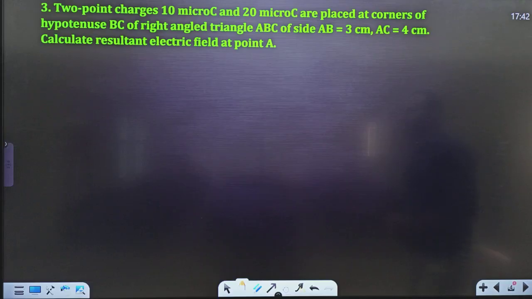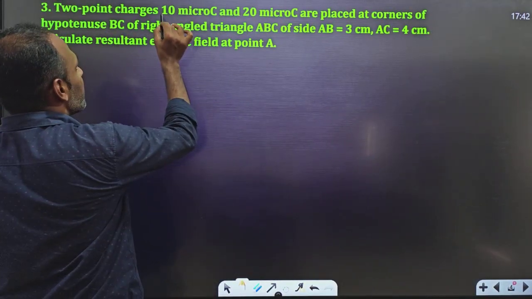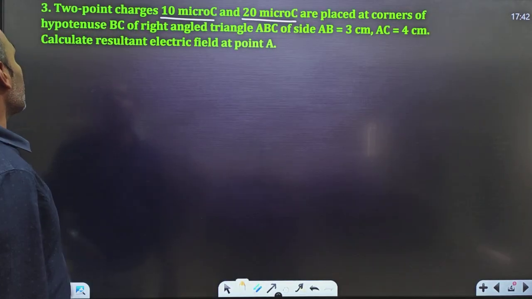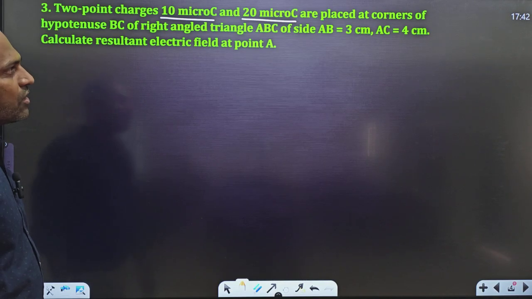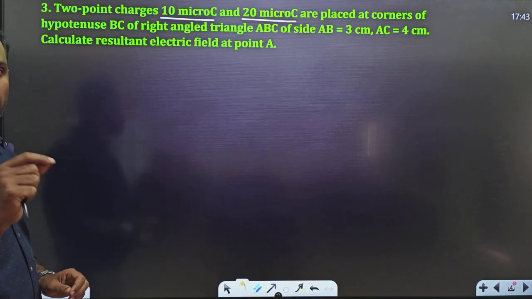We'll go for the next question. See, the next question is: 2 point charges 10 microcoulomb and 20 microcoulomb are placed at the corners of the hypotenuse BC of a right angled triangle ABC of side AB equal to 3 cm, AC equal to 4 cm. Calculate the resultant electric field at point A.